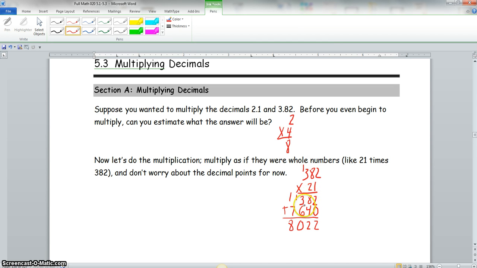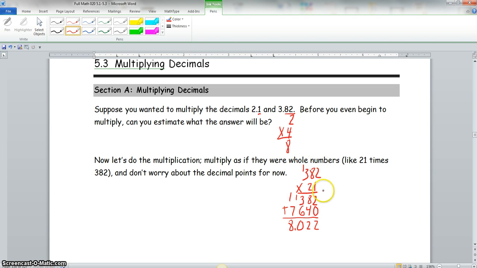Now we have to place our decimal point. So we go back up to the two original numbers. You look at the total amount of numbers you have behind the decimal here. You have one number here, and then we have two more here. So 1 plus 2 is 3. So that means our final answer must have 3 digits behind the decimal.